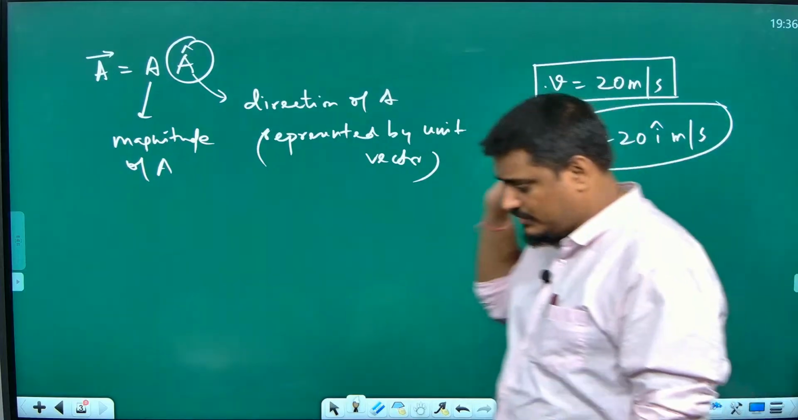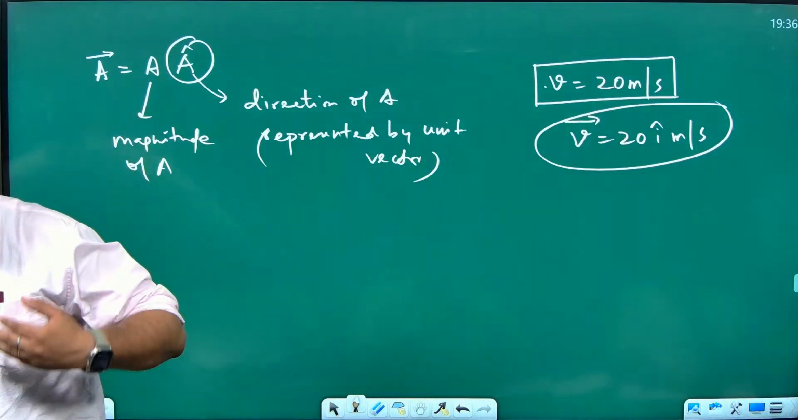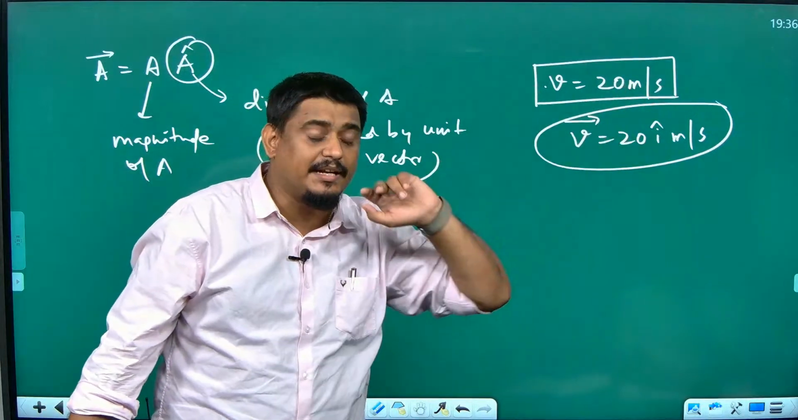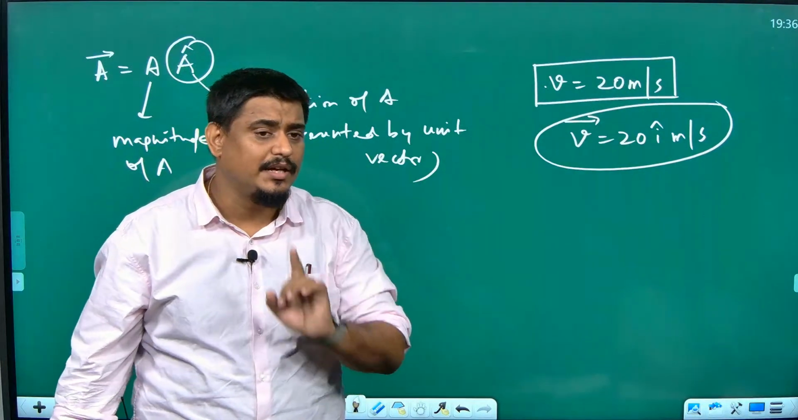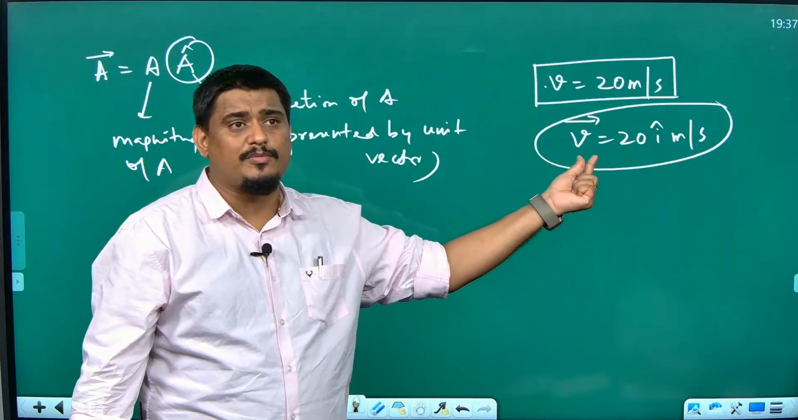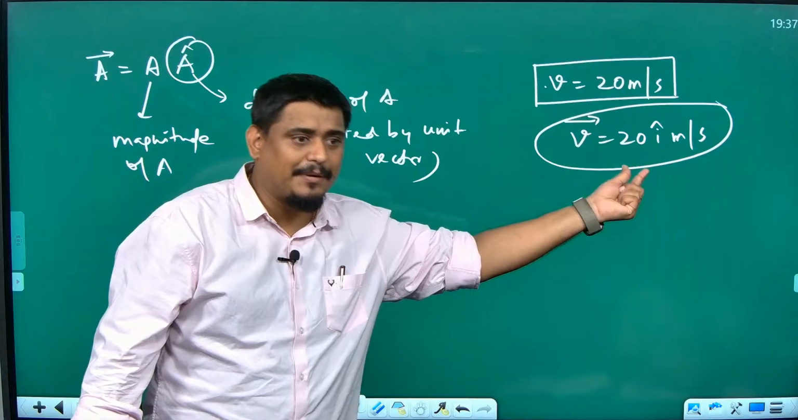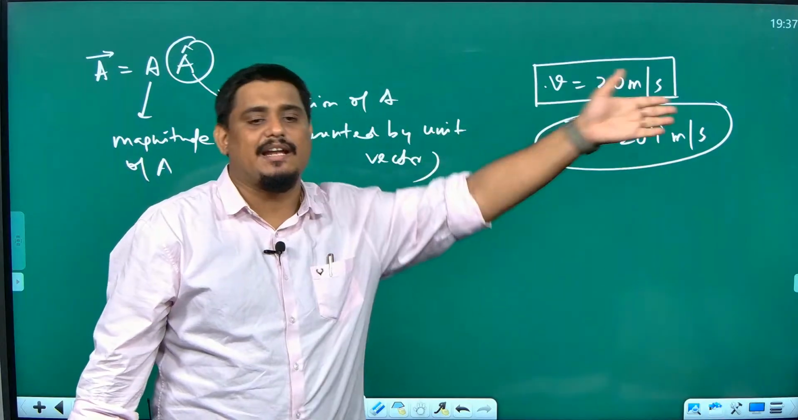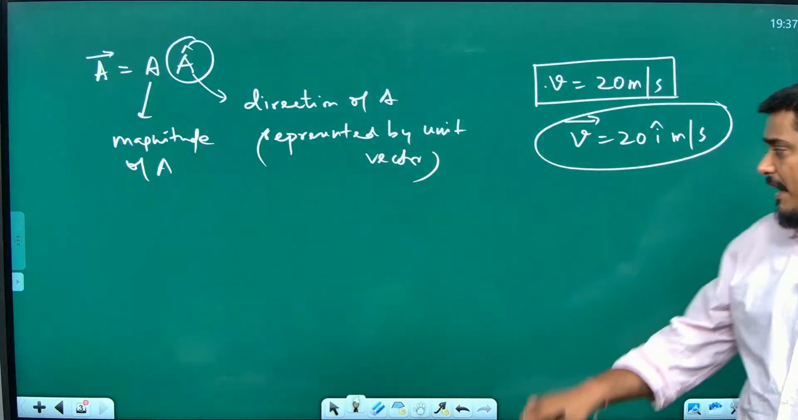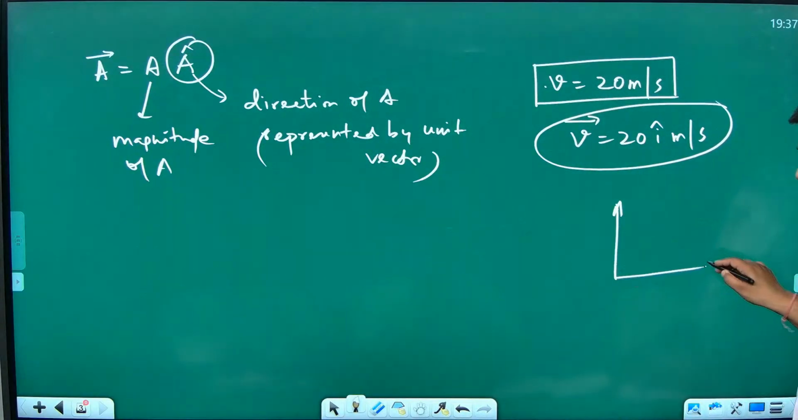So if I write V vector is equal to 20 I cap meter per second, now it is velocity. And how will we pronounce it? Velocity vector is 20 I cap meter per second. What information does it give you? It gives you the information that the velocity of the object is 20 meter per second and it is acting in the x direction. So this I cap, j cap and k cap are the unit vectors representing x axis, y axis and z axis.